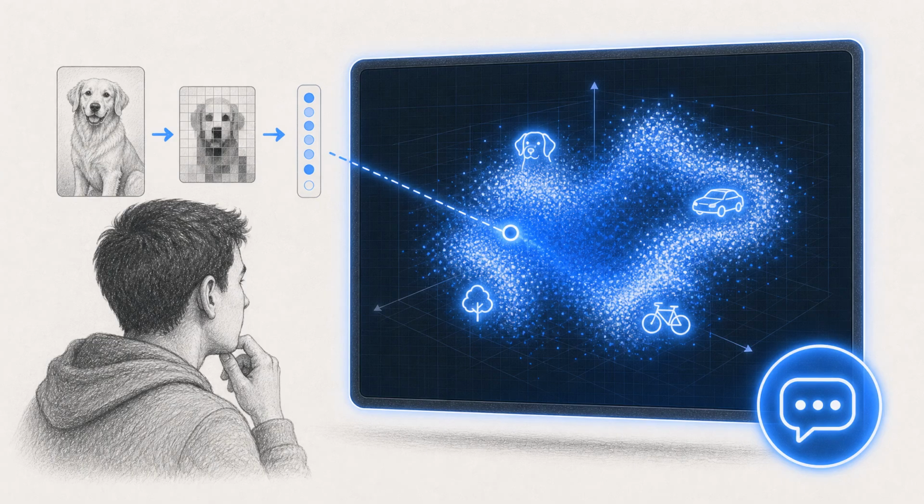Next time you see an AI recognize an image, remember what is happening underneath. It is not staring at the world like a person. It is translating the world into numbers and navigating a hidden map.